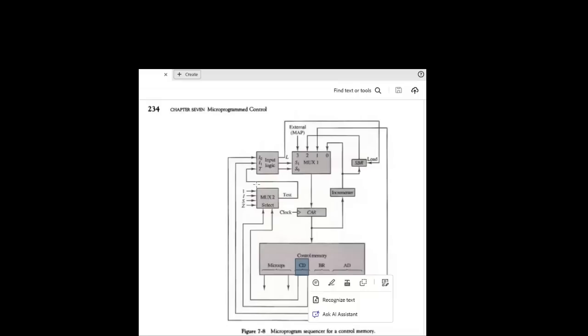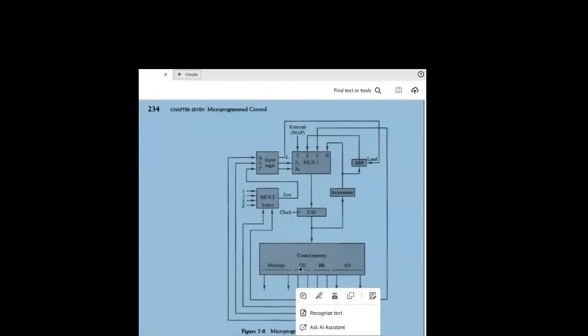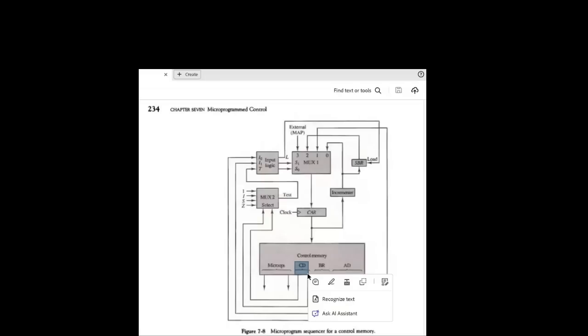So what is this multiplexer for? This multiplexer will tell the result of the condition that is tested. Here we are providing the value of CD. See, this is my control memory. We know that our control memory consists of micro instructions. These micro instructions are of 20 bits, out of which 0 to 6 would be address bits. Then we have 2 bits for BR, 2 bits for CD, and 9 bits for micro operations, F1, F2, F3.